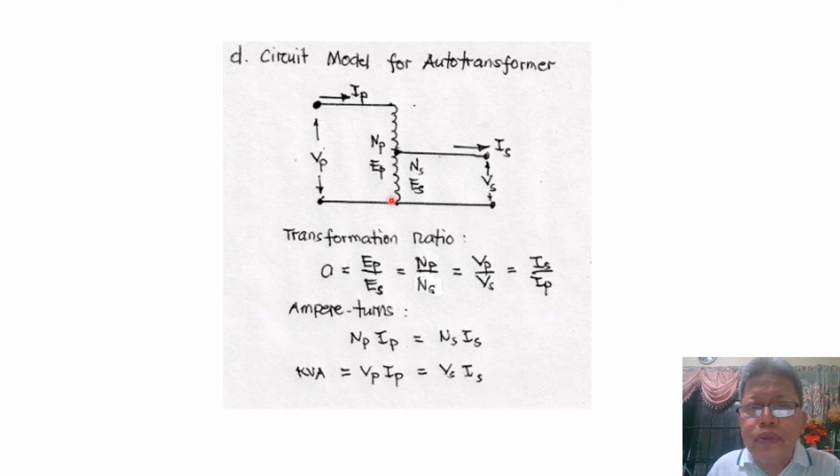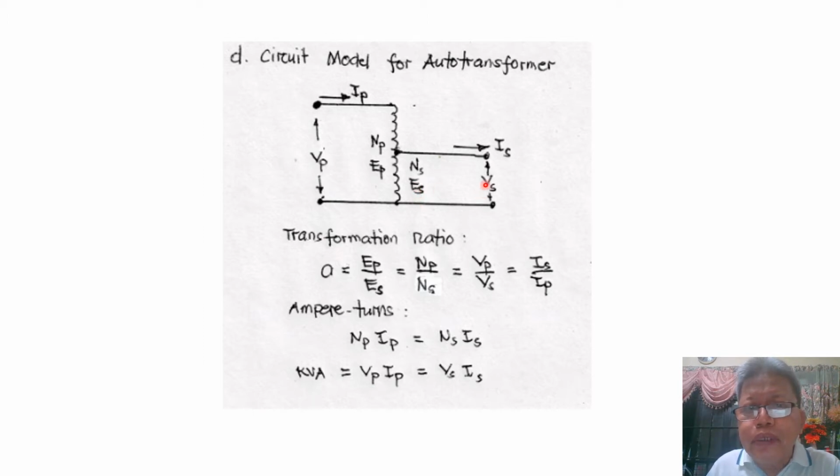Now, for the autotransformer, we can have a tap anywhere along this point and this point. And this tap will serve as our secondary terminals. For example, we have a tap here where the total number of turns at the secondary side from this reference point is Ns. Because of the magnetic flux produced by the winding, an induced voltage at the secondary will be equal to E sub S.